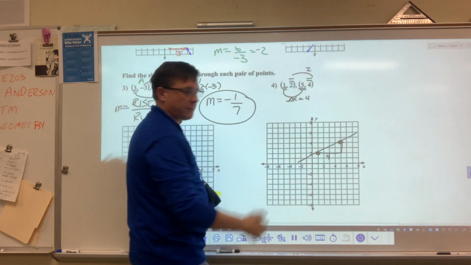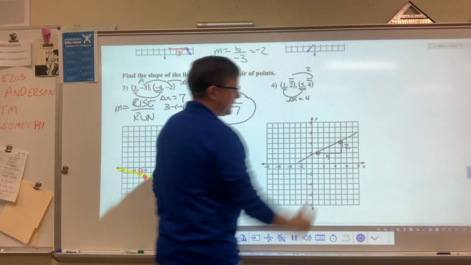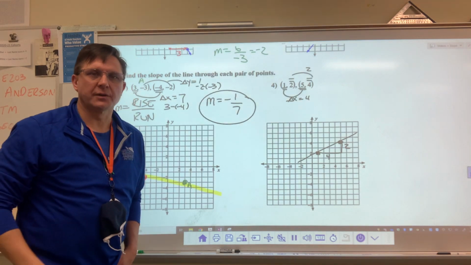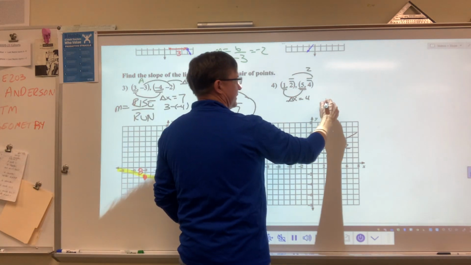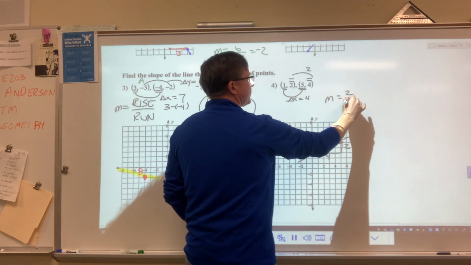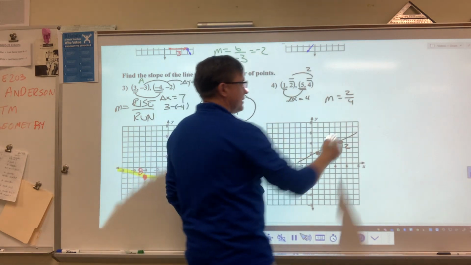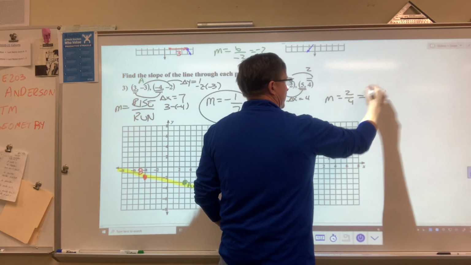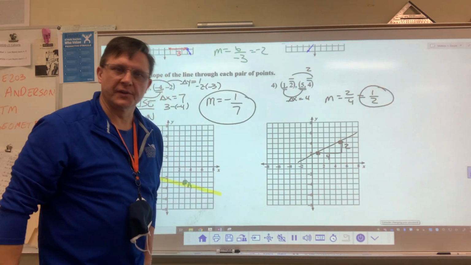We're going to talk about steepness in a minute. It's 2. It's rise over run, guys. So again, the answer to this will be rise over run, 2/4. But guys, we don't leave unsimplified fractions. So the answer for the slope of this line is positive 1/2.